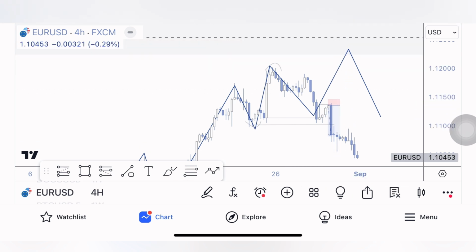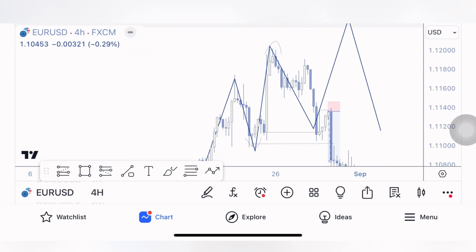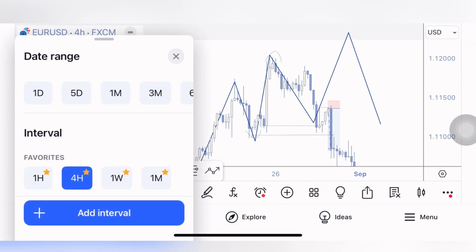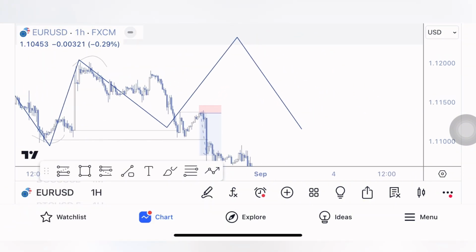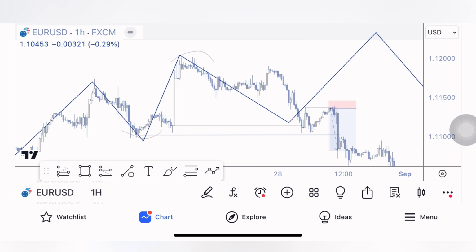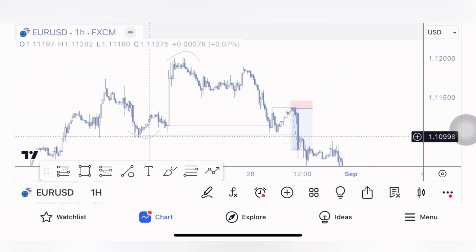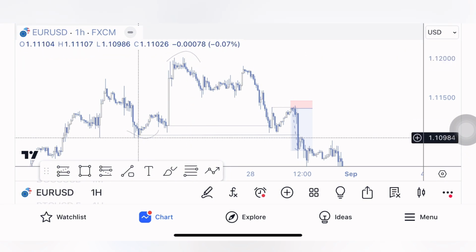Let me explain to you guys why I sold. We would need to go on the 1-hour time frame to see it much more clearly. Okay guys, this is our 4-hour trend. Let me get rid of this. This is our 1-hour trend, right? Our structural points: this is the structural high, structural low.